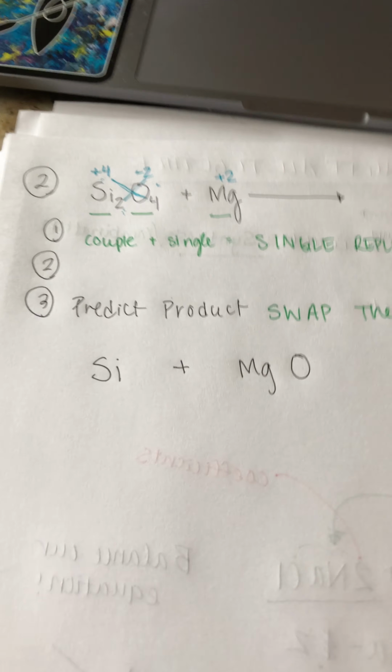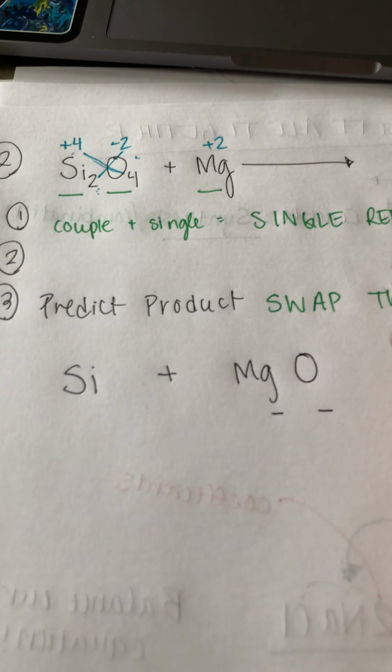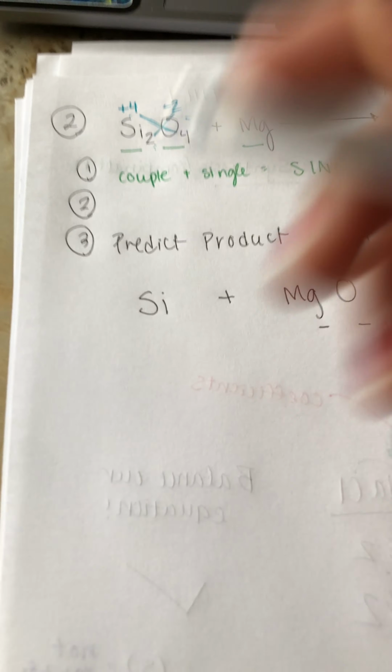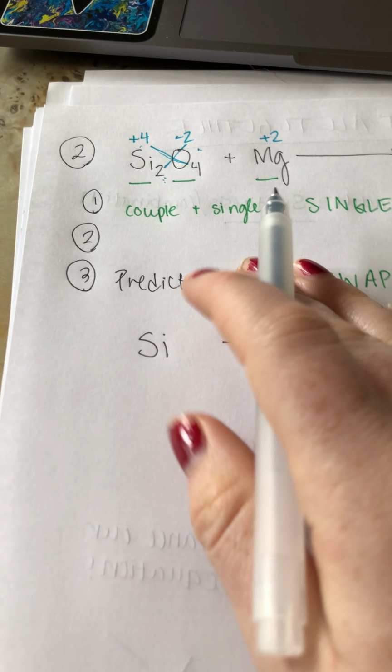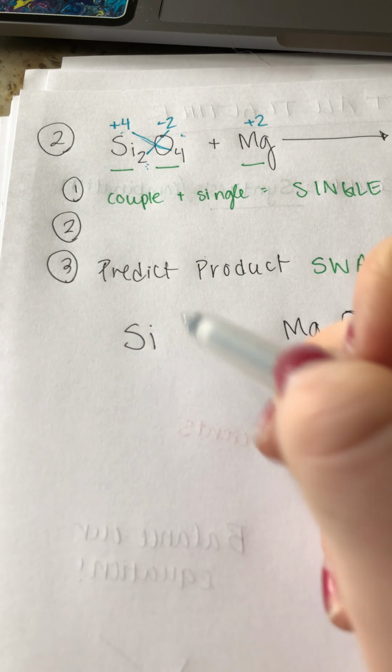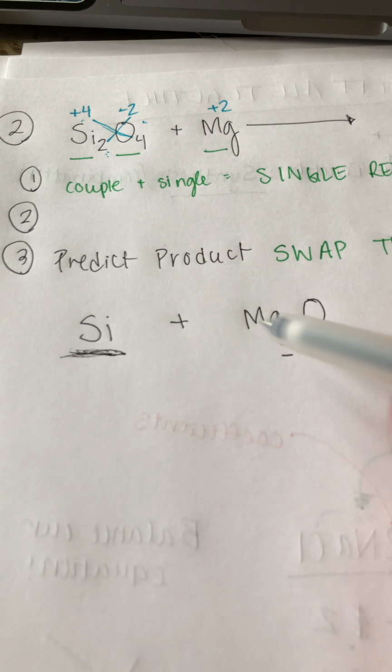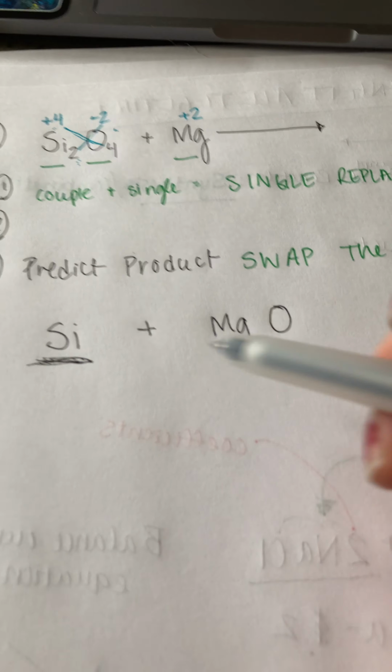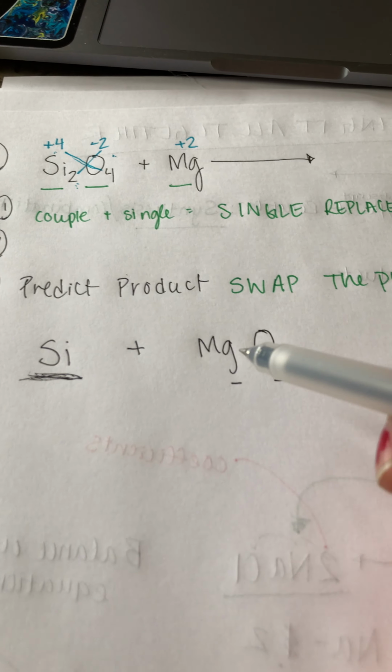Now I'm not putting any subscripts in, right? Because we have to determine those. So Si, it's all good on its own. We can just leave it alone. We don't have to do anything to it because it's a single, right? When you're single, you don't have to do anything. However, in a couple, you have to make sure that it goes together nicely.